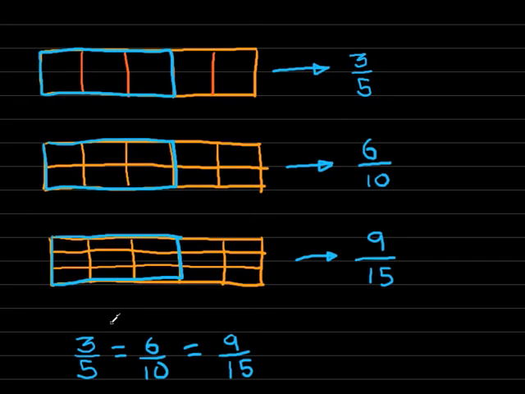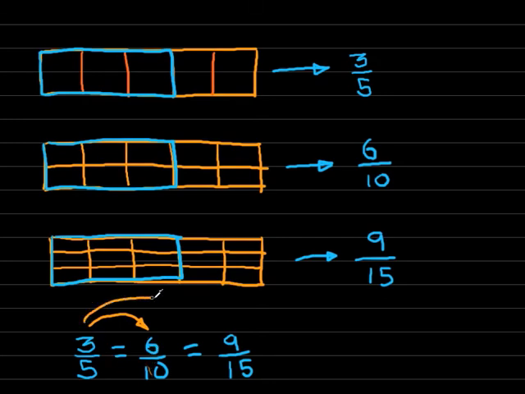Let's see, going from 3/5 to 6/10. Notice that going from here to here, I cut that line right down the center, and I doubled the number of parts I would have in my whole, and I also doubled the number of parts I'm interested in. 3 doubled is 6, 5 doubled is 10. All I had to do was multiply the top and bottom by 2 to get this equivalent fraction.